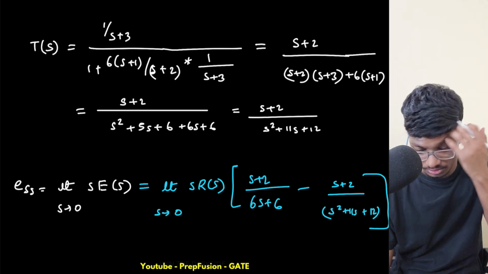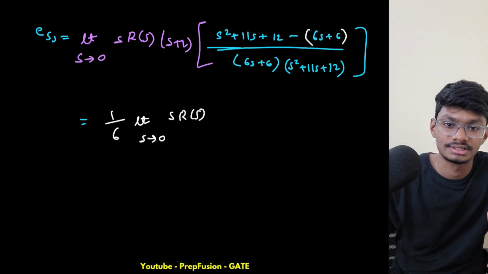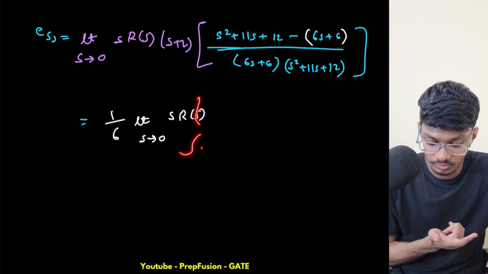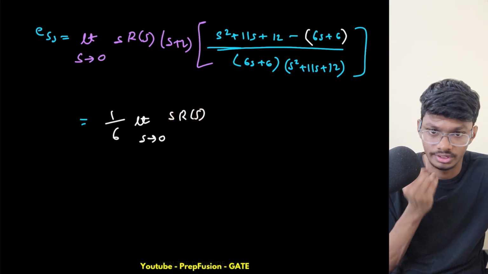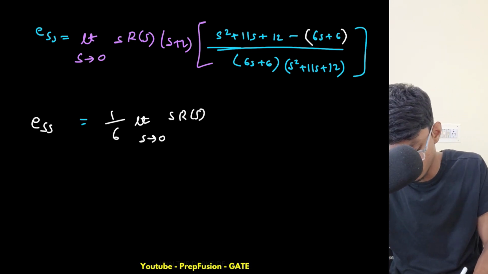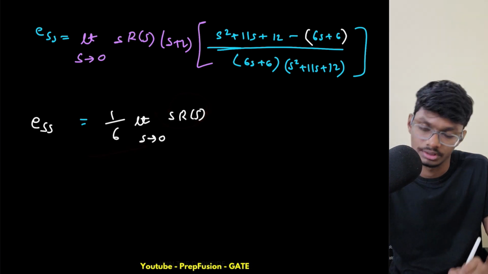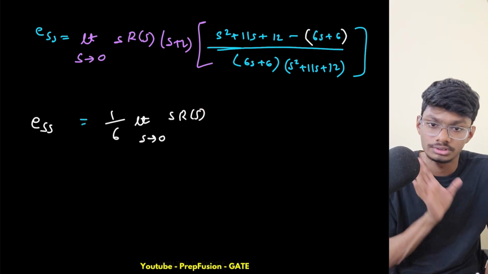Okay. So yeah, this is the expression, depending on the input. Let's say if my input was a unit step, then it would be 1 over s. So this one would have been cancelled. Simply s equals to 0 we can put, and my steady state error will be 1 by 6. Depending on the input, whatever my input is, my steady state error will be defined like this. So this is my answer to this question.